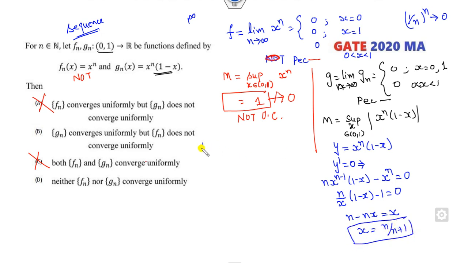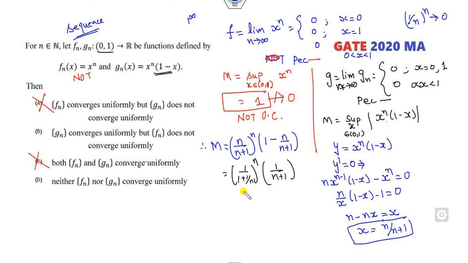Fine. So I can check the value of M at this point. So x is n over n plus 1, raised to the power n, times 1 minus n over n plus 1. So clearly, what is the limit of this? I can write this number as this, and this number is 1 over n plus 1. This part will go to e, this part will go to 0 as n approaches infinity. So it means this value will go to 0.